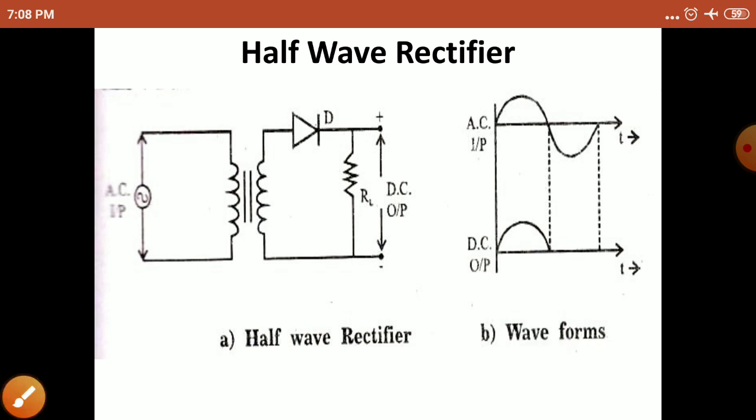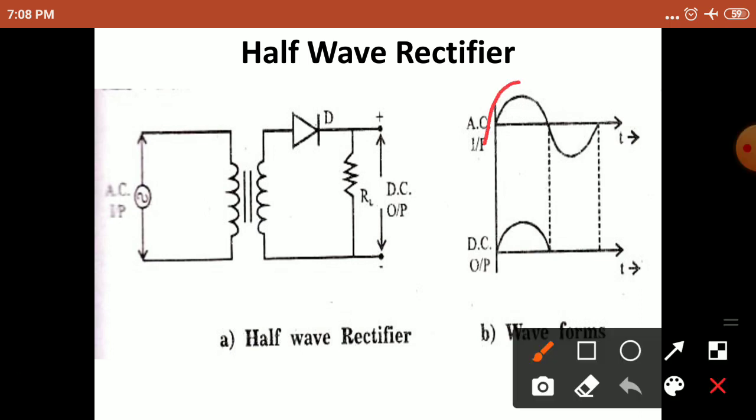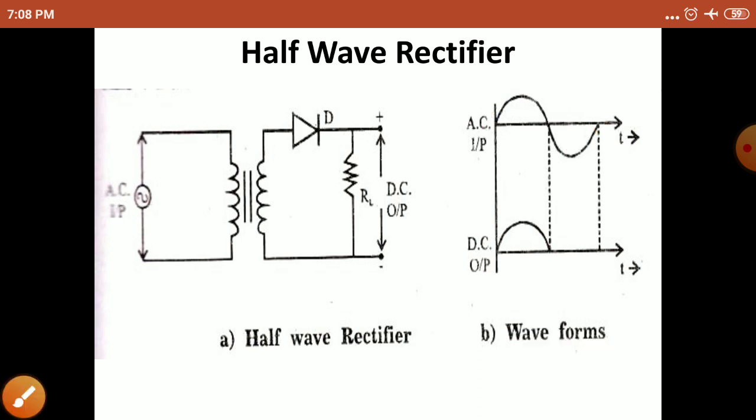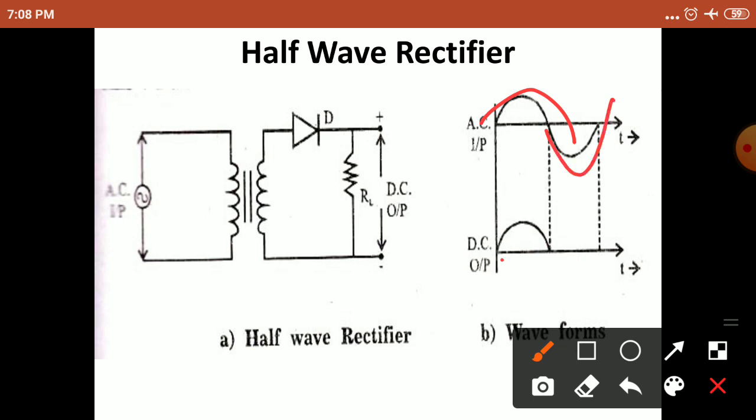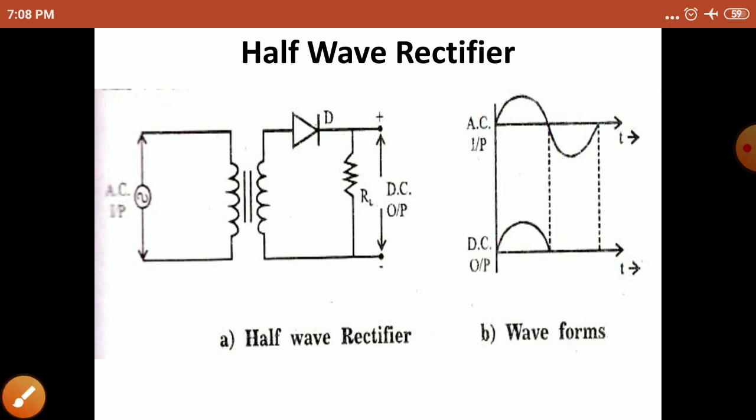In the forward conduction mode, diode D1 is acting and transfers the power towards the load, whereas in the second half cycle the diode is in a reverse biased condition and is not able to transfer the power from input to the load side. That is the difference between the positive and negative half cycle. As it converts only half cycle of AC into DC, it is called a half wave rectifier. If both the positive and negative cycles are converted, it is called a full wave rectifier. As it transfers only half of the input signal, it is called a half wave rectifier.